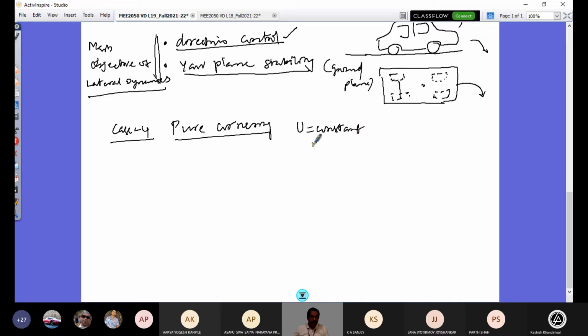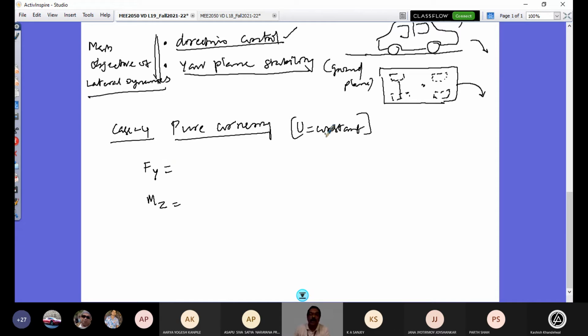U is constant. When U is constant, I don't have even the Fx equation. I require only two equations, Fy and Mz. So it's very sensible. Fy is what gives you control of your vehicle when you are cornering. You require only lateral acceleration. So you say U is constant, velocity is constant, so acceleration is 0.